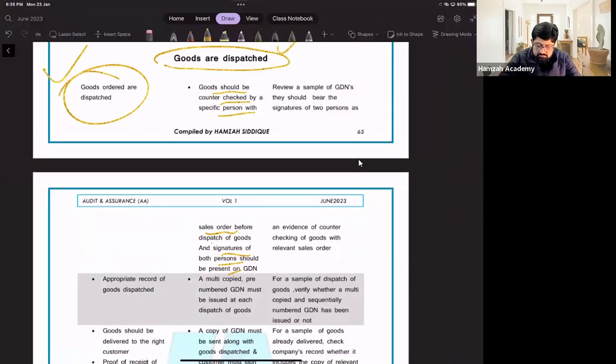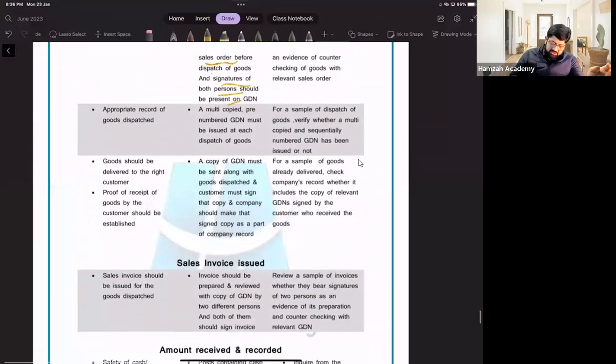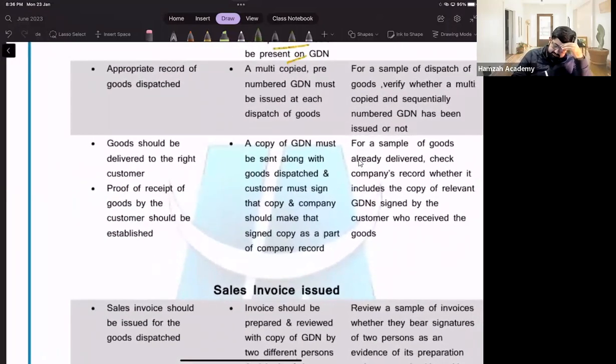Now, the next point is, appropriate record of goods dispatched. No goods should be dispatched from stores without record. Goods are leaving, and goods may be stolen from the store and they say we have dispatched to the customer. So wherever goods are leaving, being dispatched, there must be an appropriate record.